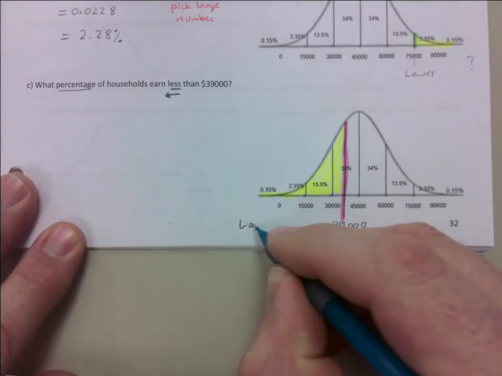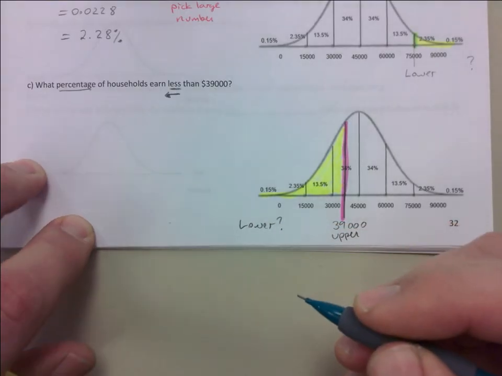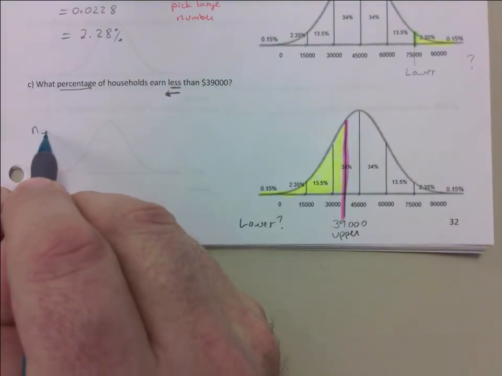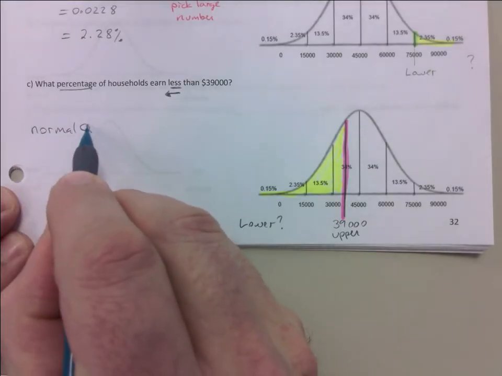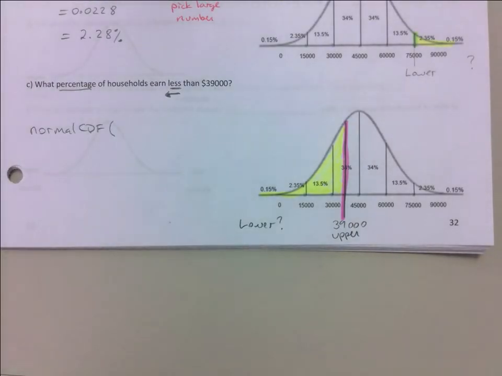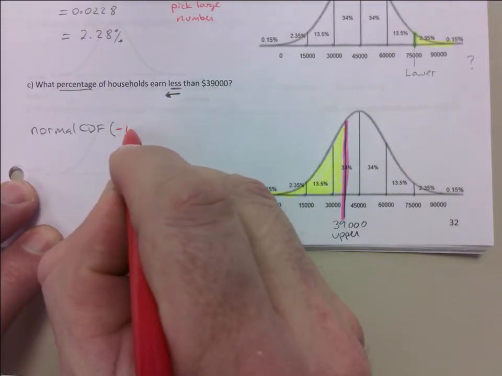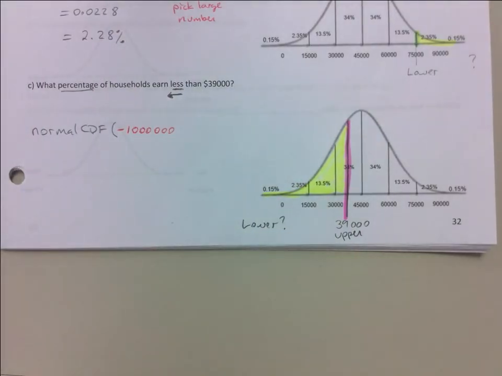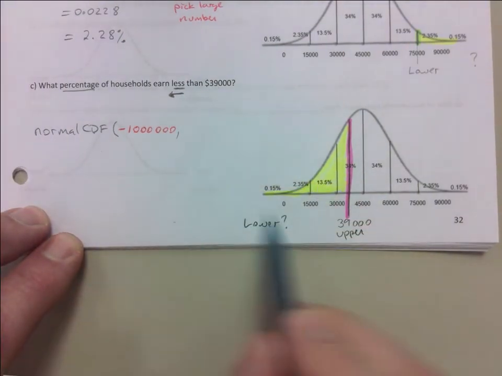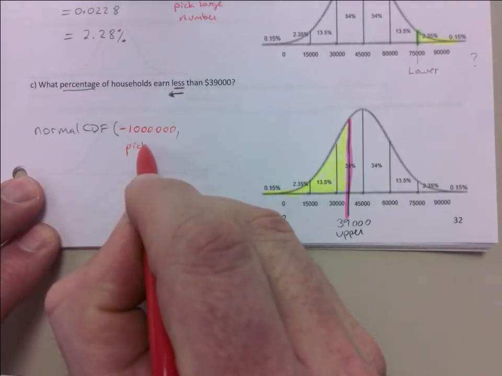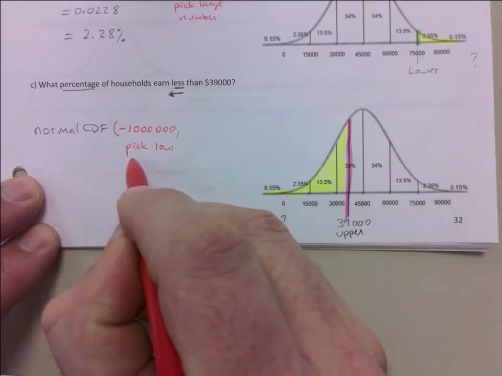So what about lower? Just pick a small number. So normalcdf, I go negative. You want to go negative a million? Sure. So negative a million, you pick a low number.